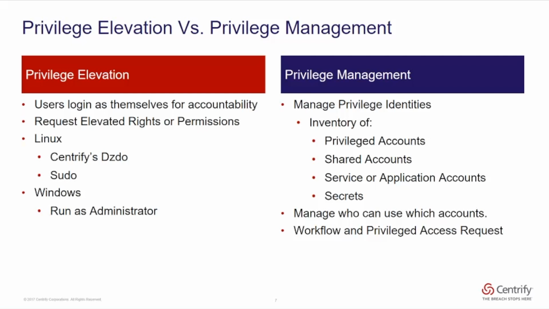From there, you can additionally add another layer for workflow and privilege access requests. In this situation, the user can ask or request access. An email will be sent to the approvers, who will then dictate whether the account or user will have access to that privileged account.